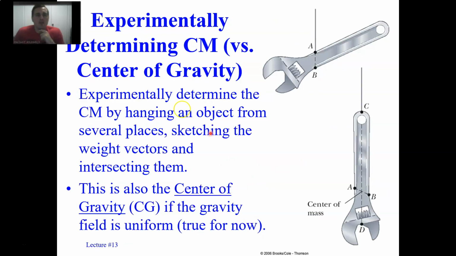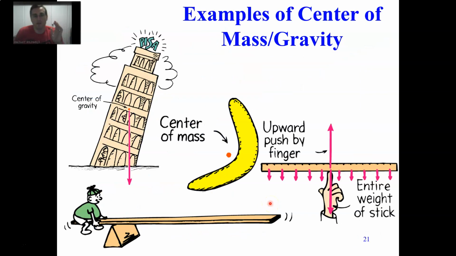How can you experimentally determine the center of mass? You can take an object, hang it, and draw lines. If you hang it from multiple positions, where those lines intersect is the centroid, or center of mass. Again, center of gravity is the same thing as center of mass, as long as the gravity field is uniform.